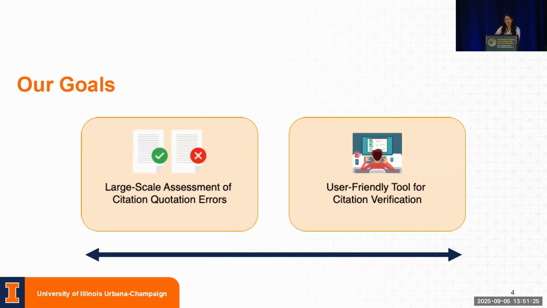Aside from that, we have two long-term goals. One that looks into the past. We want to see how much of this issue is actually in the literature right now. So we want to do a large-scale assessment of citation quotation errors in the current published literature. And we want to look into the future. We want to develop user-friendly tools for citation verification so we can prevent these issues from entering the literature in the first place.